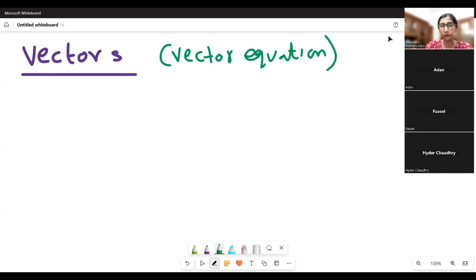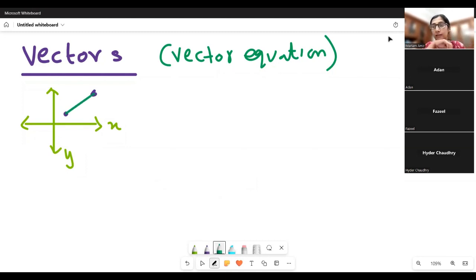So from O levels, you know the equation of the straight line in 2 dimensions. This is the y-axis and this is the x-axis. And if you have 2 points on this plane, you know how to find the equation of the line connecting the 2 points. That equation would be in the form y equals mx plus c.